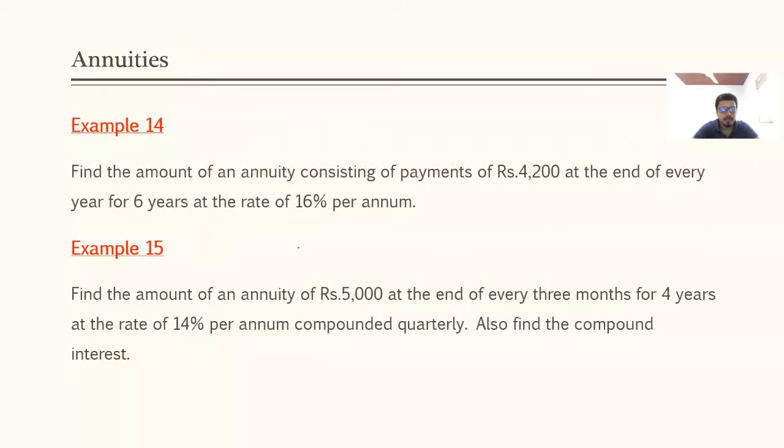Example number 40. Find the amount of an annuity consisting of payments of 4,200 rupees at the end of every year for 6 years. That is, 4,200 at the end of every year, for 6 years, at a rate of 16% per annum.